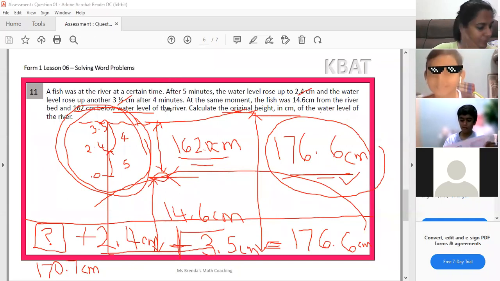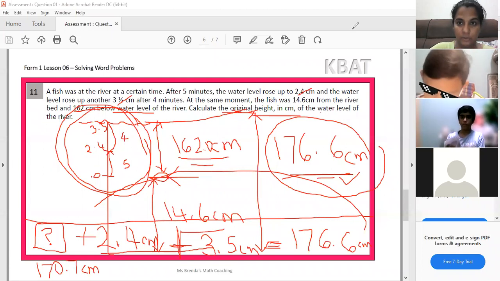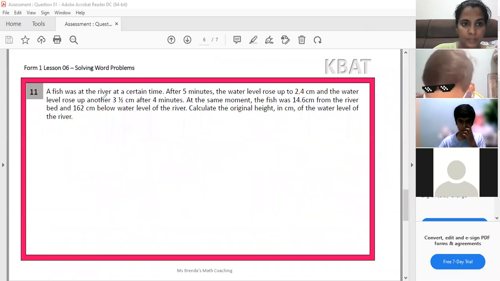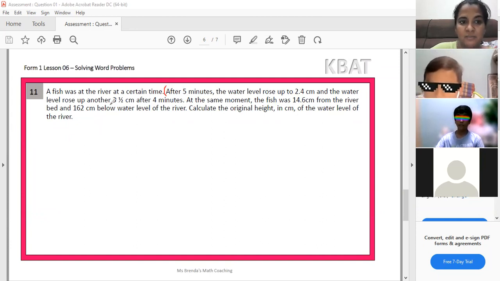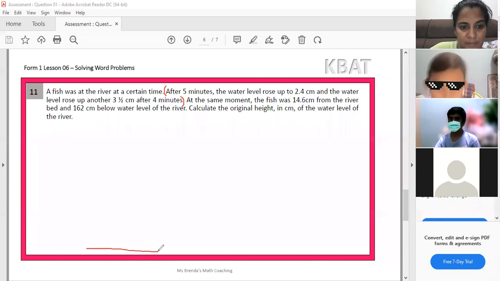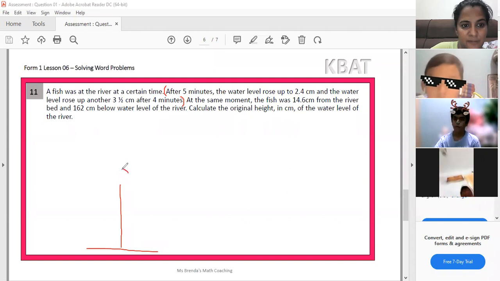Okay. To clear the drawing again, just to explain to you what's happening here. There was a fish in a river at a certain time, but you must understand what's the change. After 5 minutes, the water level rose up. Another 5 minutes, the water level rose again. This is considered the change that's happening. And at the same moment, the fish was so many centimeters from the river bed. Now, this is the river bed. And this is the fish.